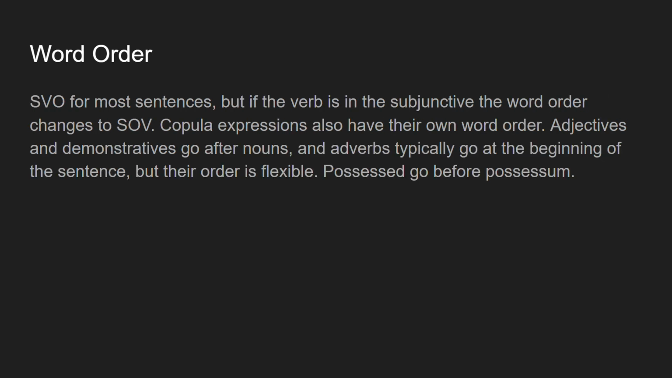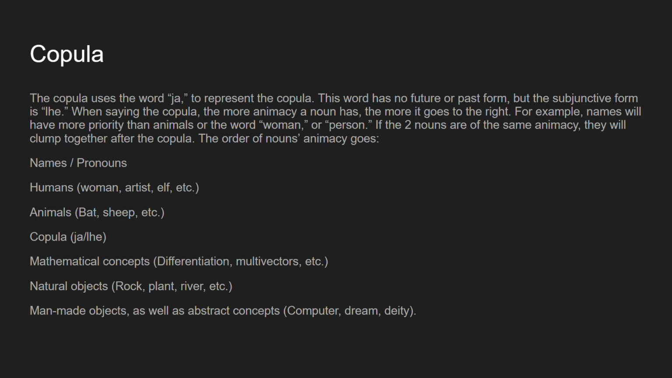Word order. SVO for most sentences, but if the verb is in the subjunctive, the word order changes to SOV. Copula expressions have their own word order. Adjectives and demonstratives go after the noun, and adverbs typically go at the beginning of the sentence, but their order is flexible. The possessor goes before the possessum. I skipped the copula, whoops.